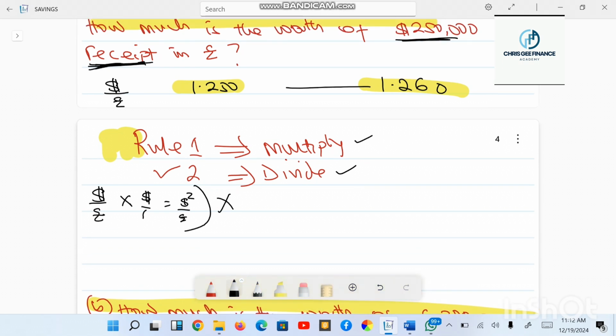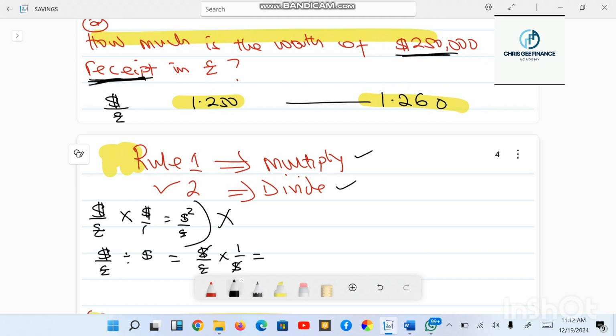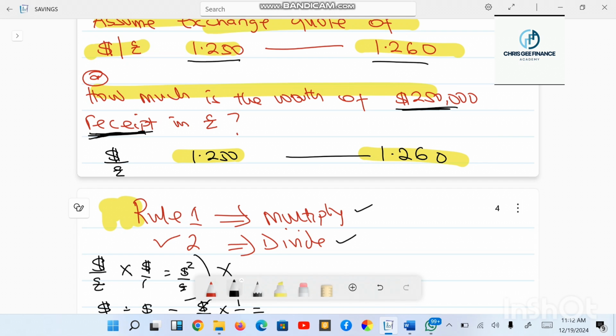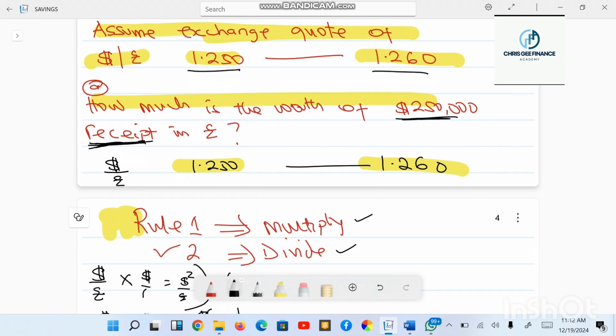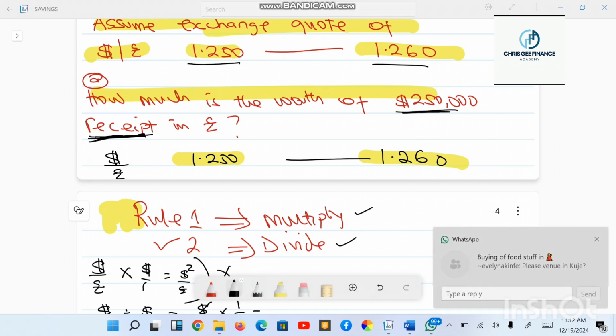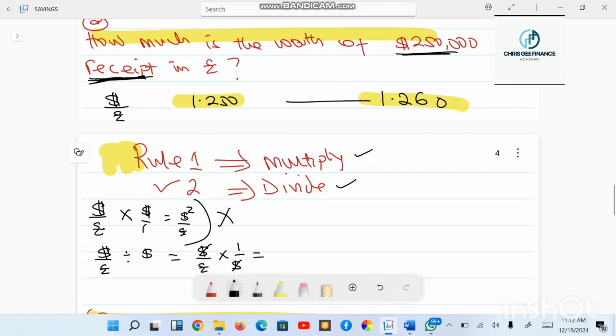So if I do dollar over pound divided by dollar, this becomes dollar over pound multiplied by 1 over dollar. And so I can cross this out, which means my division rule can actually work here. If I'm going to be dividing, again, remember, the bank will always make the margin. If this is 250,000 and it's a receipt, I will need to divide with the rate that will give me the lower receipt, because the bank will always be out there to make the margin.